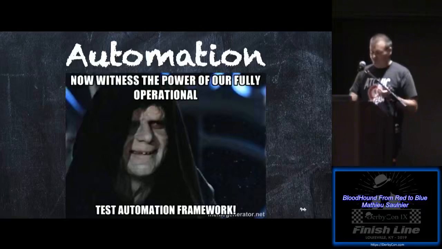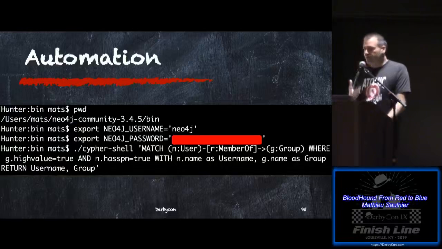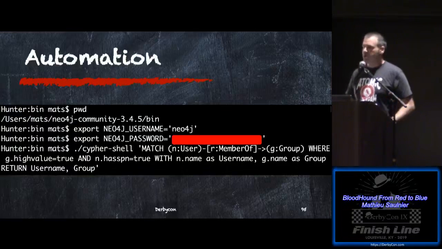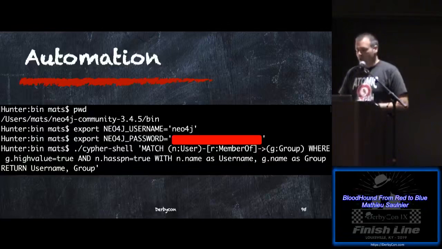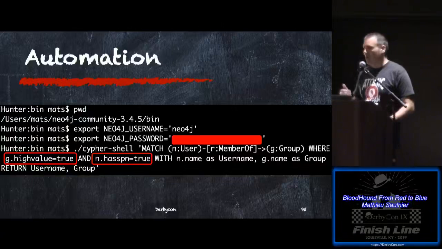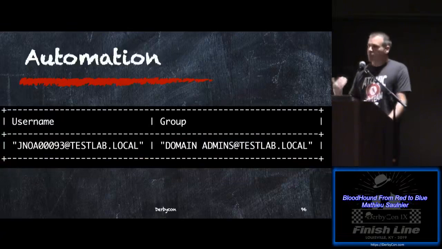Now it's time to talk about automation, because let's be honest, we don't like to do things again and again and again. So here we're back in the shell, and there's this Cypher shell utility that is located in the bin directory. So you can export your username, export your password, and then you can paste your Cypher query right in the shell. This query, for example, is looking for high value Kerberoastable accounts that are members of high value groups.